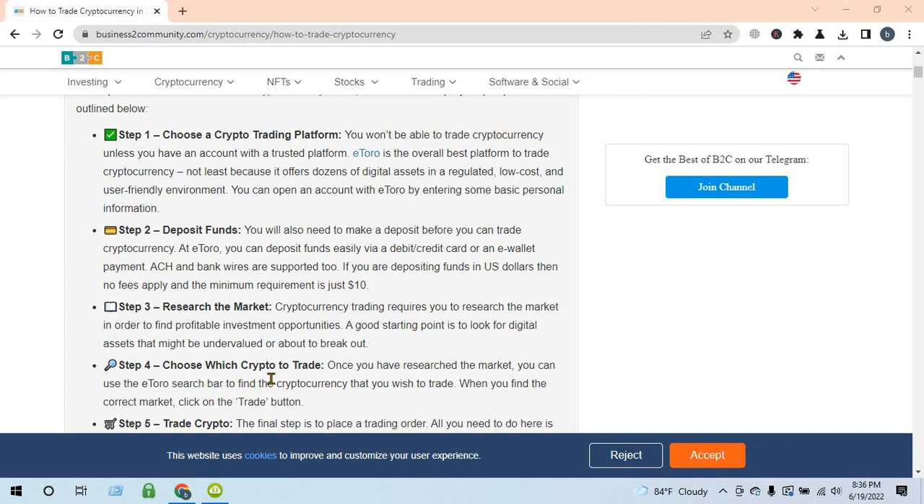Step 4, choose which crypto to trade. Once you have researched the market, you can use the search bar to find the cryptocurrency that you want to trade. When you find the current market, click on the trade button.